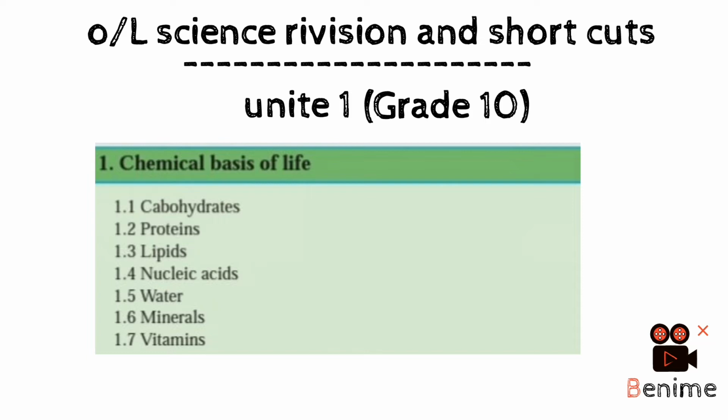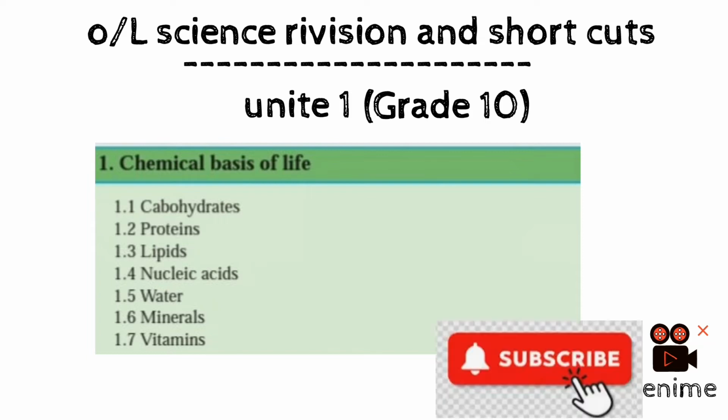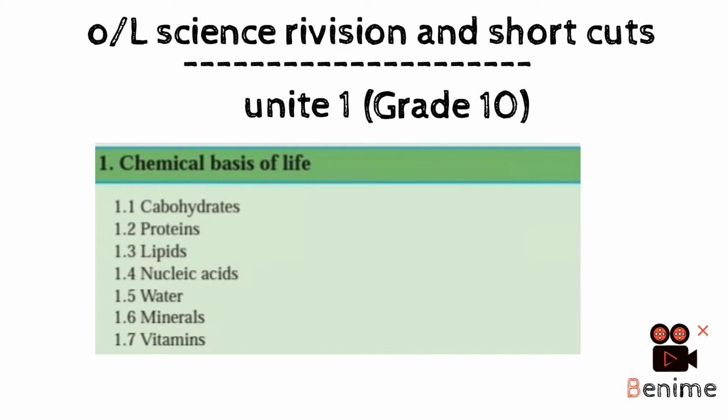Included in the chemical basis of life heading: carbohydrates, proteins, lipids, nucleic acids, water, minerals, vitamins. Basically, we know there are two types of natural compounds. The first one is organic compounds. The second one is inorganic compounds.